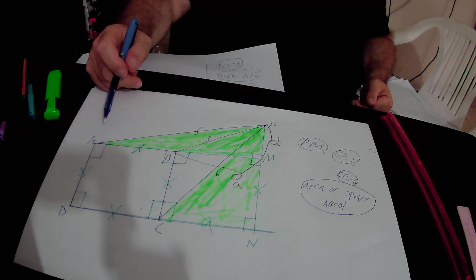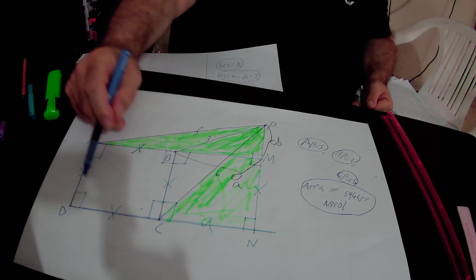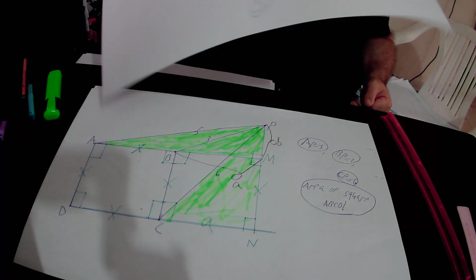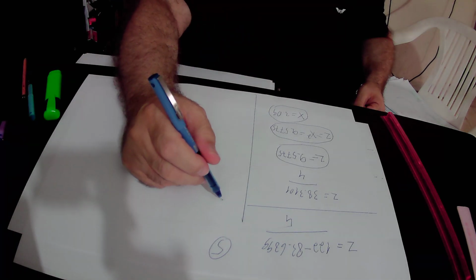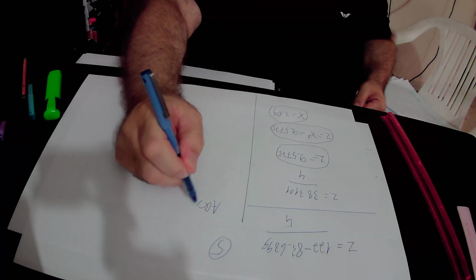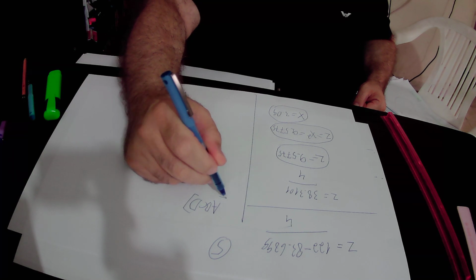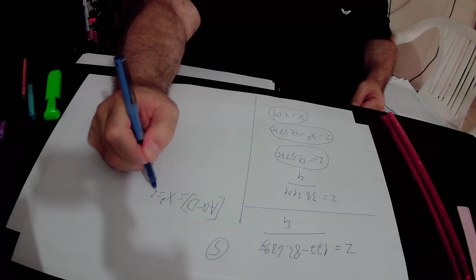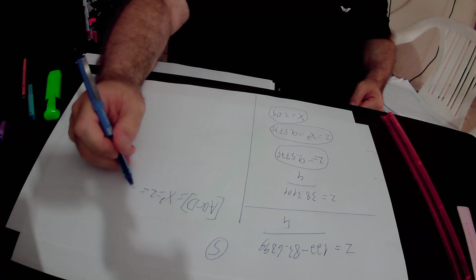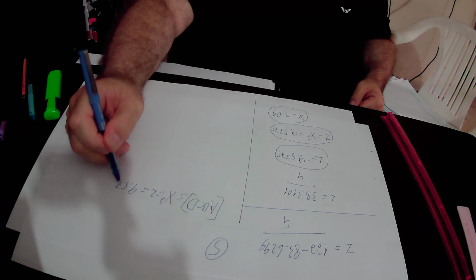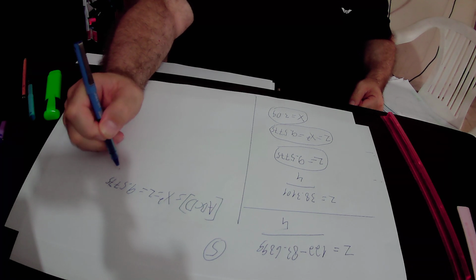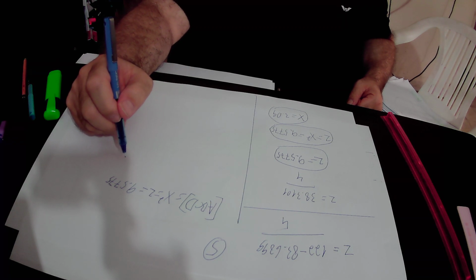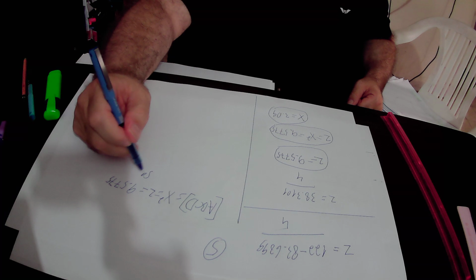And what is actually the area of square ABCD? The area of square ABCD is equal to x squared. Write it down: the area of square ABCD is equal to x squared. But x squared equals z, and we just found out that z equals 9.5775. That is to say, the area of square ABCD equals 9.5775 square units.